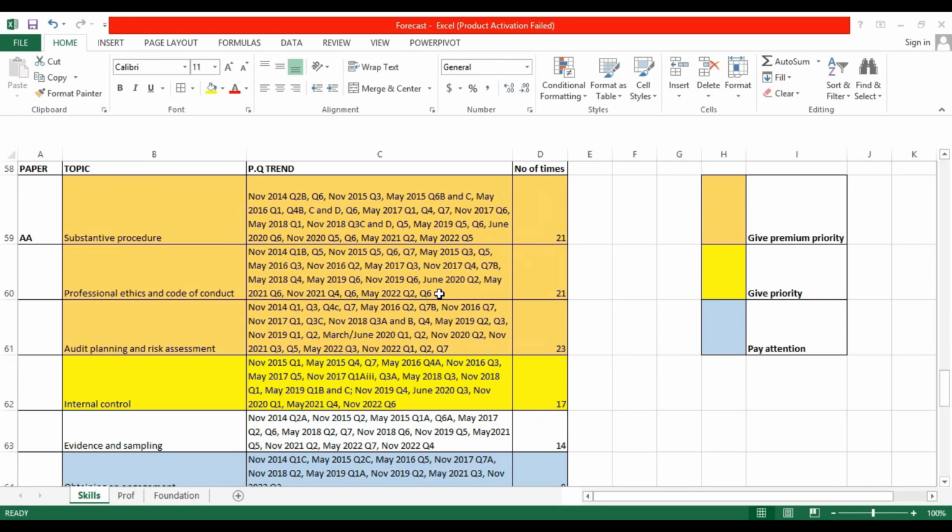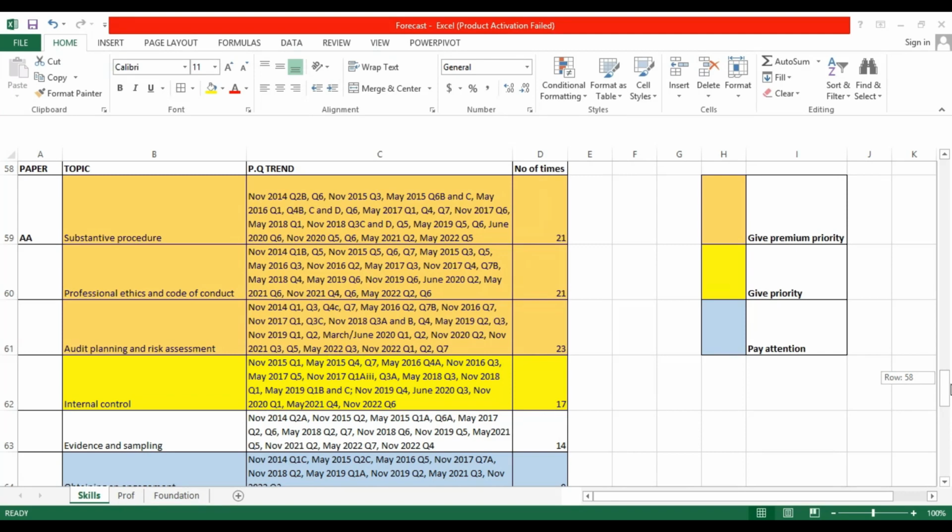The next topic to give premium priority to is advanced planning and risk assessment. In fact, this is a core topic in advanced audit. And as you can see, it's the most examined topic, about 23 times from May 2014 up till November 2022. In fact, last diet it was examined the full year, both May and November. This is to tell you that ICAN doesn't joke with this topic, and you should not joke with it either. So give it premium priority. Very, very important: audit planning and risk assessment. Those are the topics to give premium priority to in your forthcoming examination.